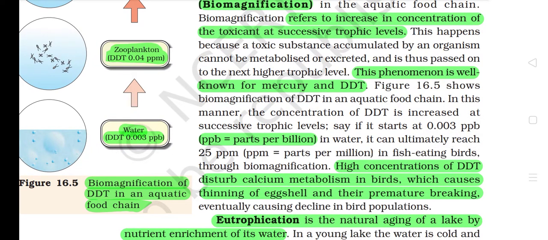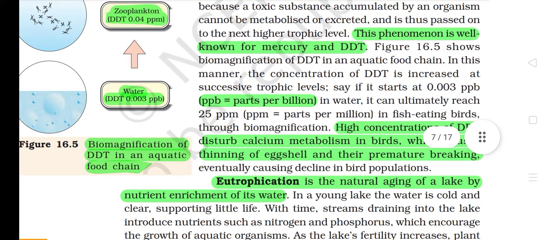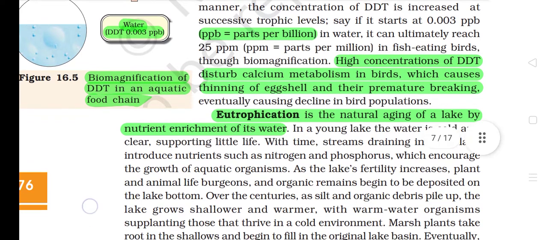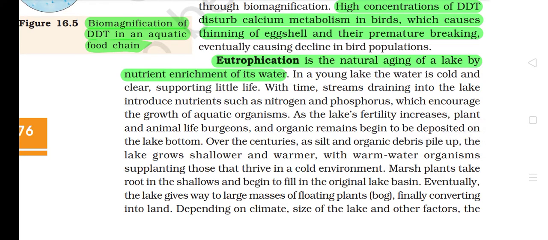Figure 16.5 shows biomagnification of DDT in an aquatic food chain. In this manner, the concentration of DDT is increased at successive trophic levels. Say, if it starts at 0.003 ppb, parts per billion, in water, it can ultimately reach 25 ppm, parts per million, in fish-eating birds through biomagnification. High concentrations of DDT disturb calcium metabolism in birds, which causes thinning of eggshell and their premature breaking, eventually causing decline in bird populations.